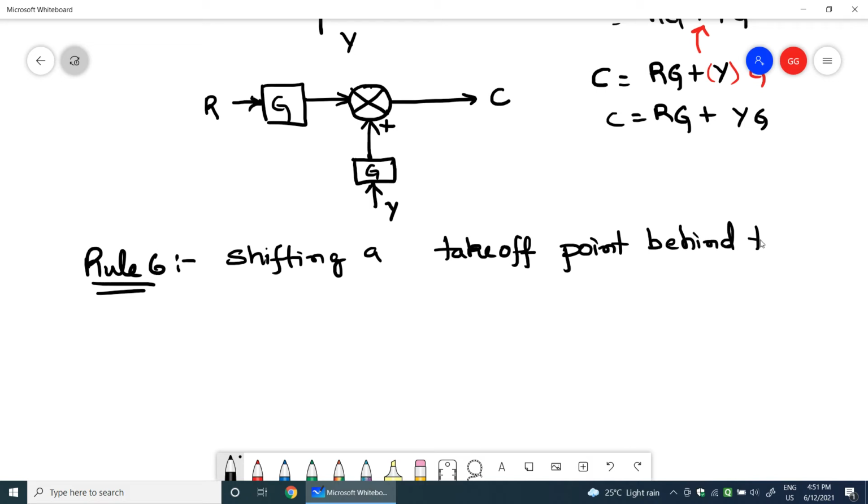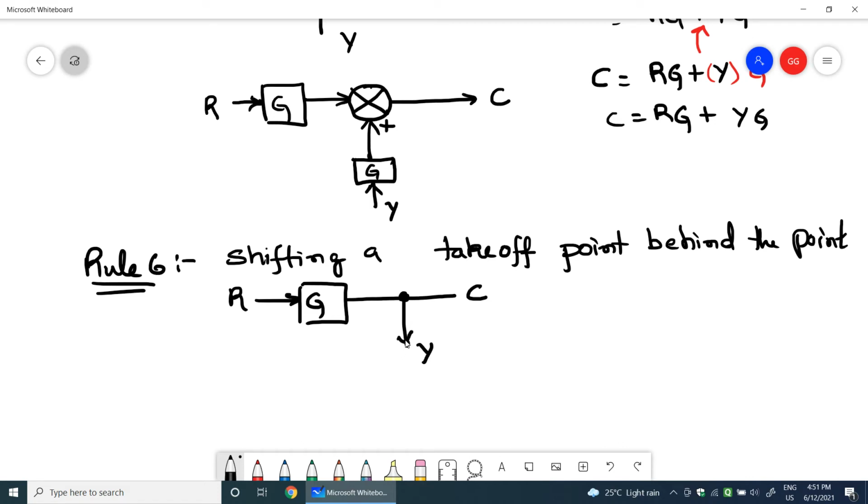So you will have two different things in a block diagram. One is the summing point, the other one is the takeaway point. You can have takeaway or summing points in any block diagram. So what we will do now? We will have a block G where R is the input. Now this is C and this is Y, which is the takeaway point.